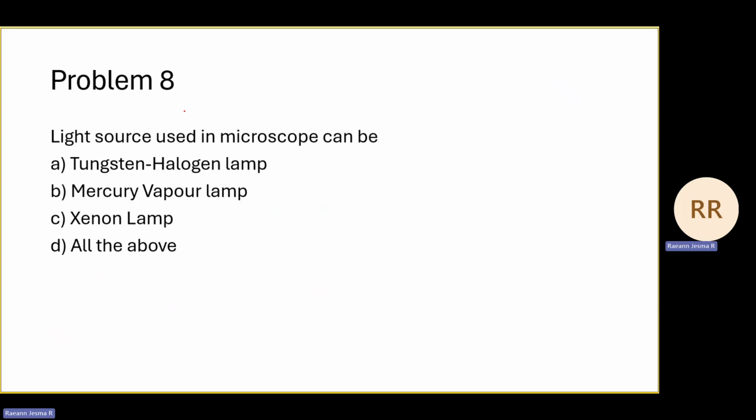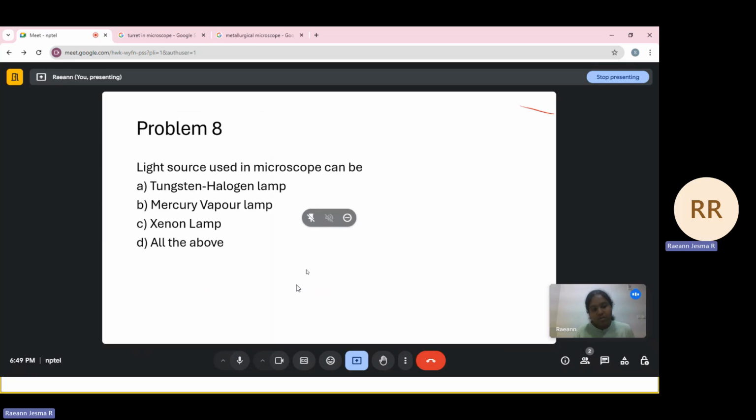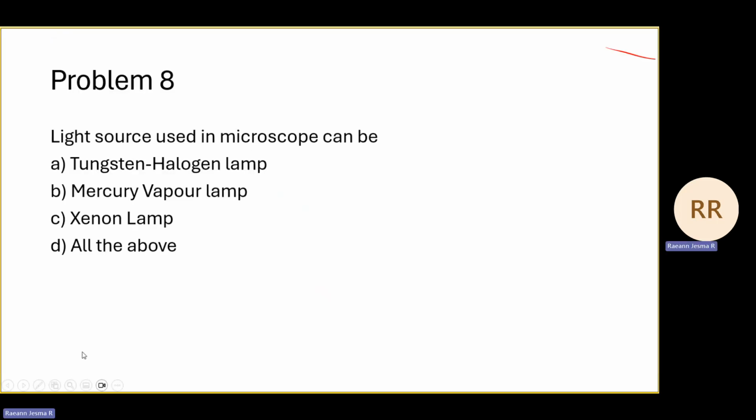Problem 8. The light source used in a microscope can be option A, tungsten or halogen lamp, option B, mercury vapor lamp, option C, xenon lamp, option D, all of the above. So what is the light source that is used in a microscope? What is the correct answer? What light source are we using in the microscope?